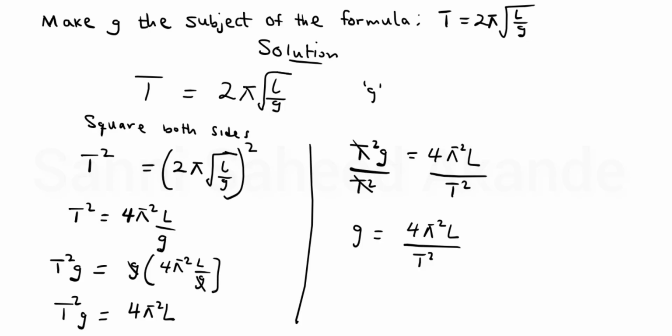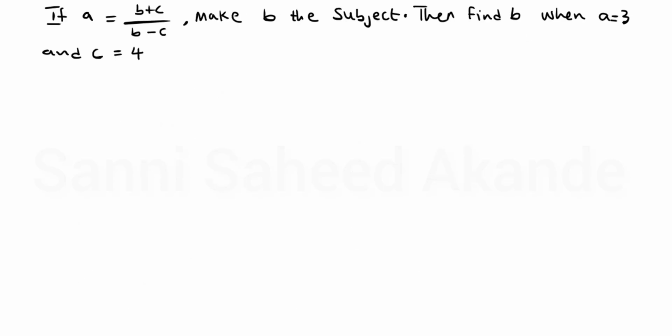Let's take another question. The question says, if A is equal to B plus C divided by B minus C, make B the subject of formula, then find B when A is equal to 3 and C is equal to 4. This question is a combination of making a variable the subject of formula, and then substitution. You are given the values of two variables, you plug them into your final answer, then solve to get a particular value for B. Understood? Let's solve this together. Solution.